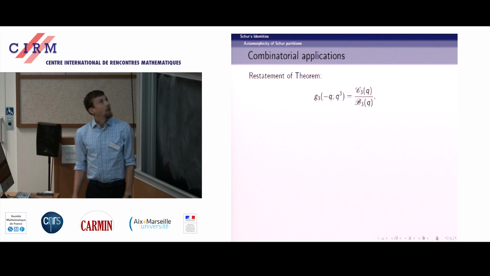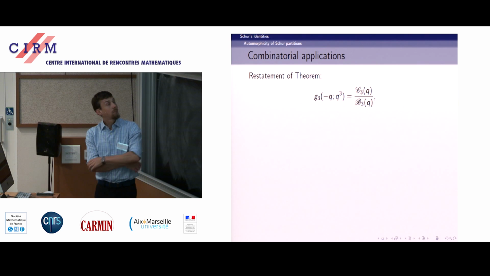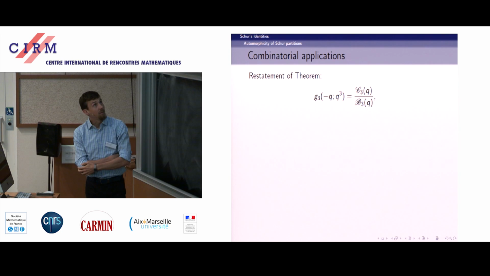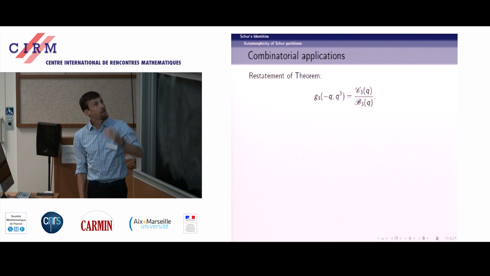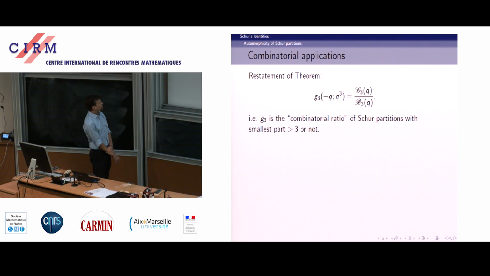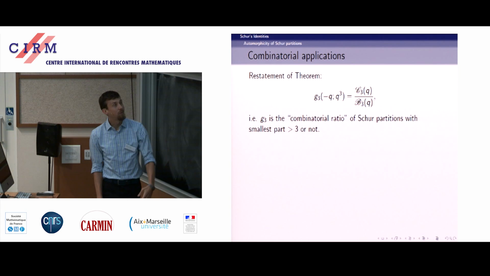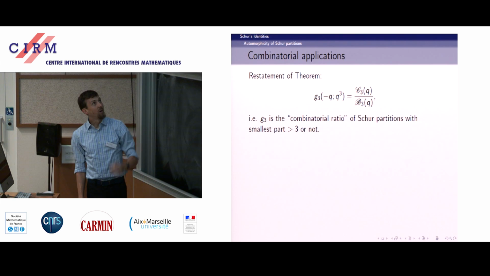I also want to highlight some of the combinatorial meaning of the first theorem statement, the identity for the second Schur partition function. This is just reshuffling things around, but it says that this specialization of the universal Mock theta function is the quotient of the two Schur partition functions. So, somewhat roughly stated, G3 is representing the difference between these two combinatorial generating functions. It's encoding how restrictive the C3 condition is relative to the B3. So, how restrictive is it to have a smallest part greater than 3 or not? That's all a little vague.